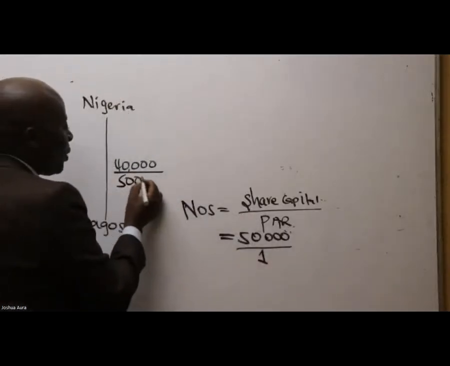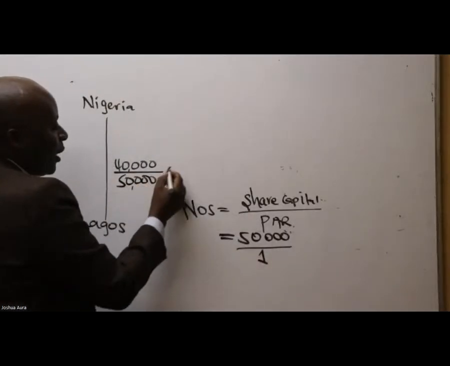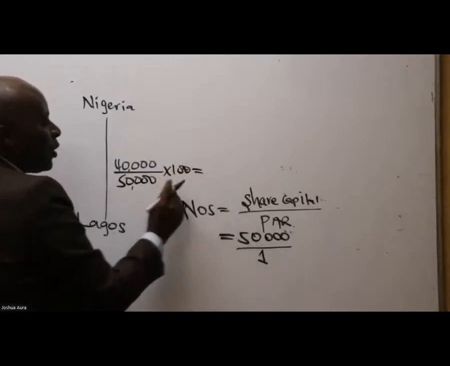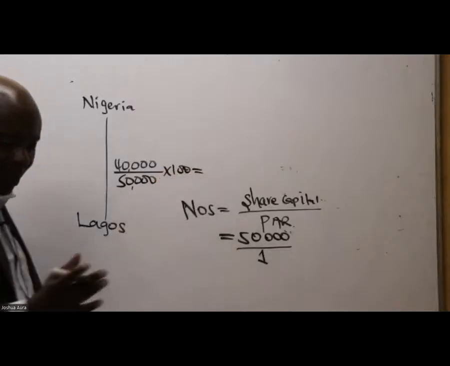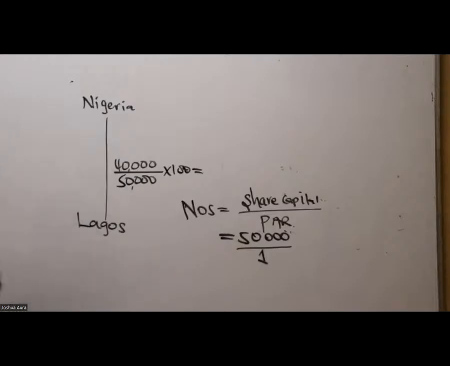Then this means 40,000 divided by 50,000 times 100. What shareholding is this in terms of percentage? So 40,000 divided by 50,000 times 100. Please give me the figure. What are we getting here? 80%. Nimrod is telling me 80%.